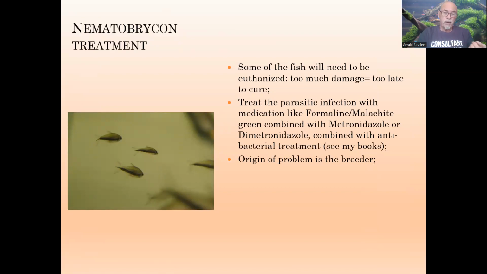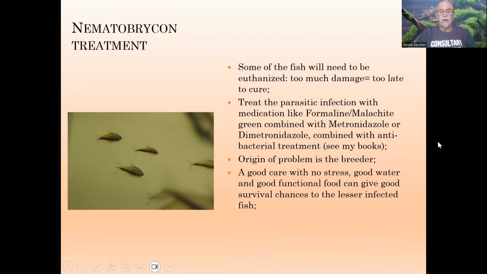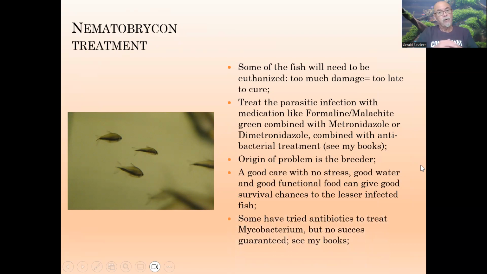The origin of the problem again is the breeder here. So breeding fish in poor condition. A good care with no stress, good water, and good functional food can give good survival chances to the lesser infected fish, like explained before in my other videos. And you know it. When you have good care of your fish, in general, most of the fish are staying well. It's always the few ones who are badly damaged to show it. So keep on giving good care to your fish. You will have more success and fewer problems.